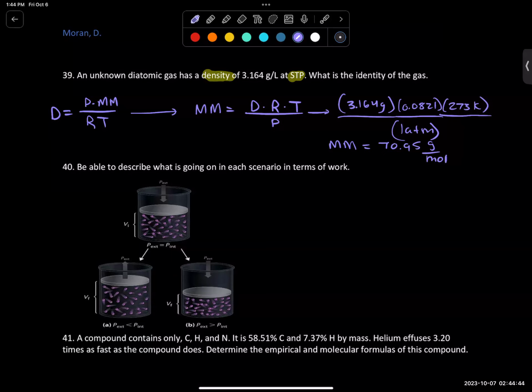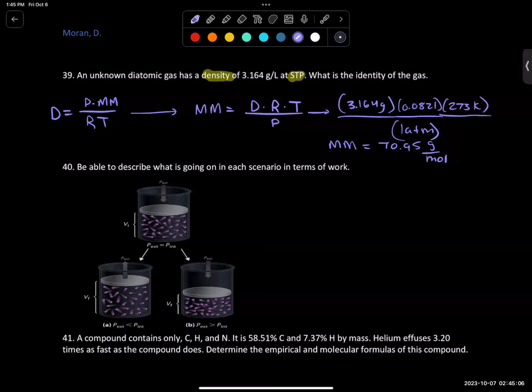That's fine. There's probably some rounding error. As long as you didn't get like 80.95, you're fine. So what is the identity of the gas? Chlorine? Yeah, right. Oh wait, sorry, it's an unknown diatomic gas.